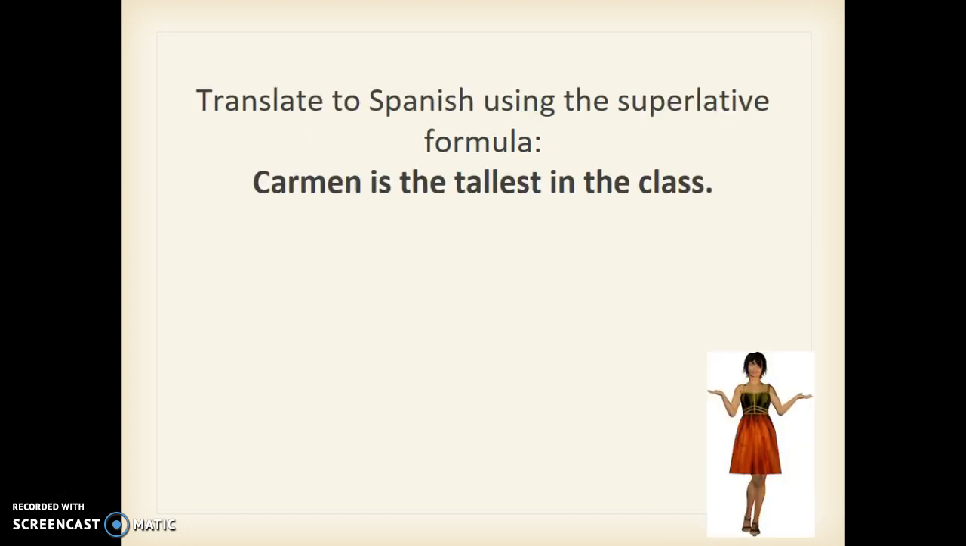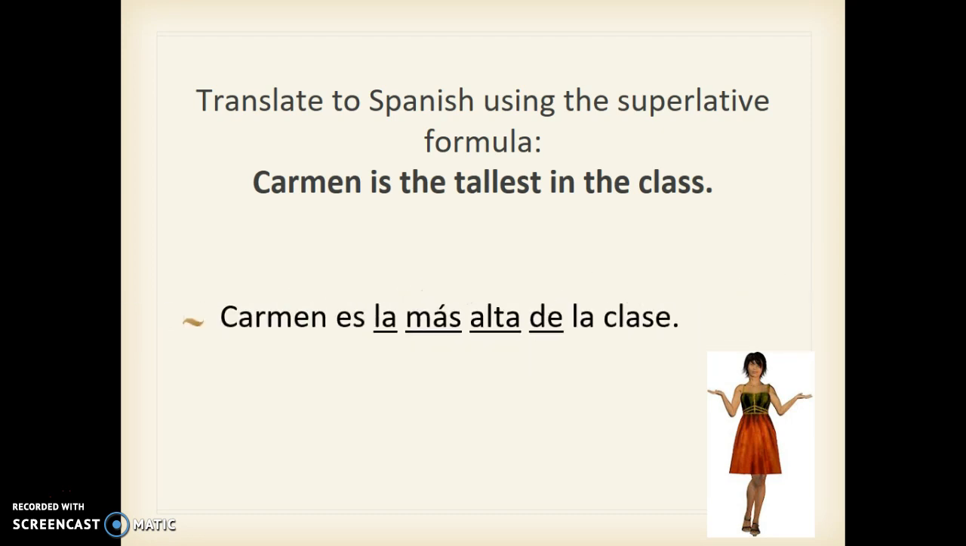All right, now let's practice one with some superlatives. Carmen is the tallest in the class. So look at your superlative formulas. Carmen es la más alta de la clase. Again, we have a definite article, más or menos, adjective, de.